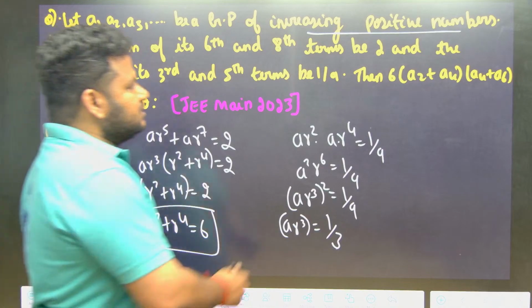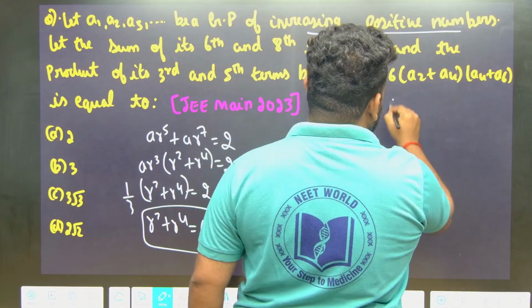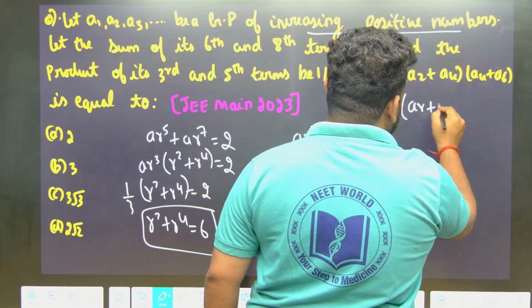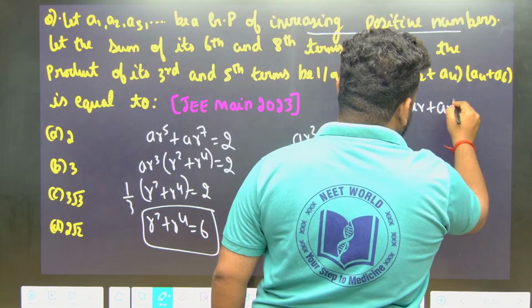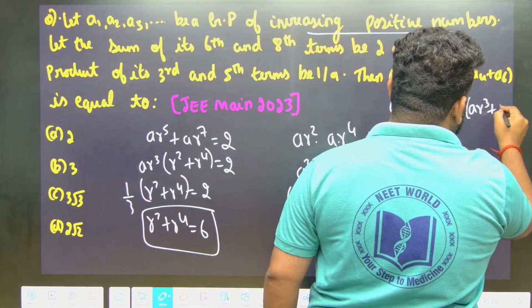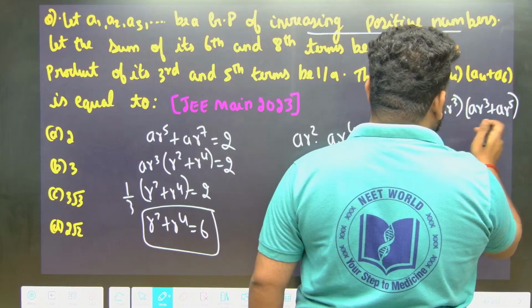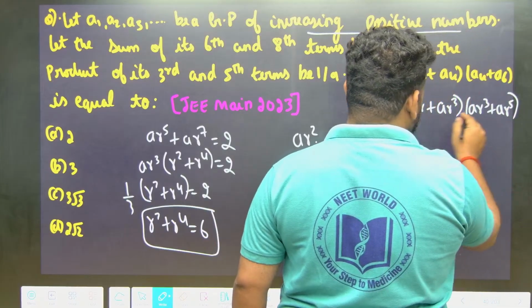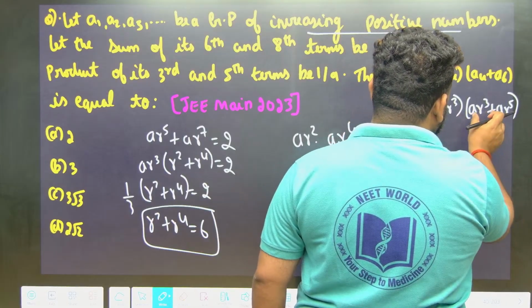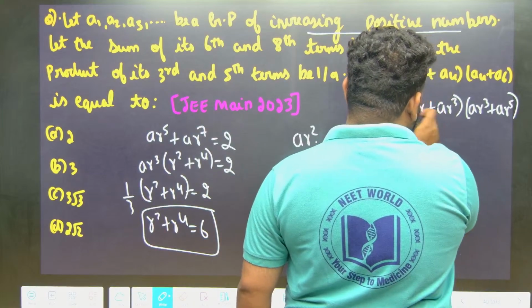Now look at this, they are asking 6 times (a2 plus a4) into (a4 plus a6). So a2 is nothing but a r, plus a4 is a r cube. A4 again is a r cube, plus a6 is a r to the power of 5. Here what can I take common? Here a I can take common, here also a I can take common. Okay, so here I can take a r common.